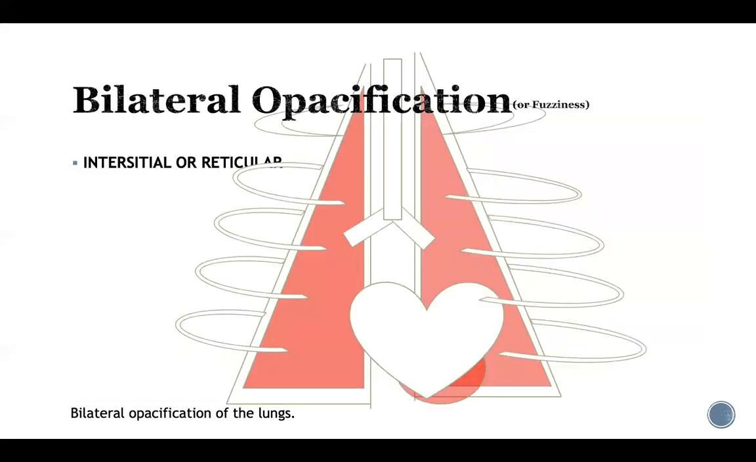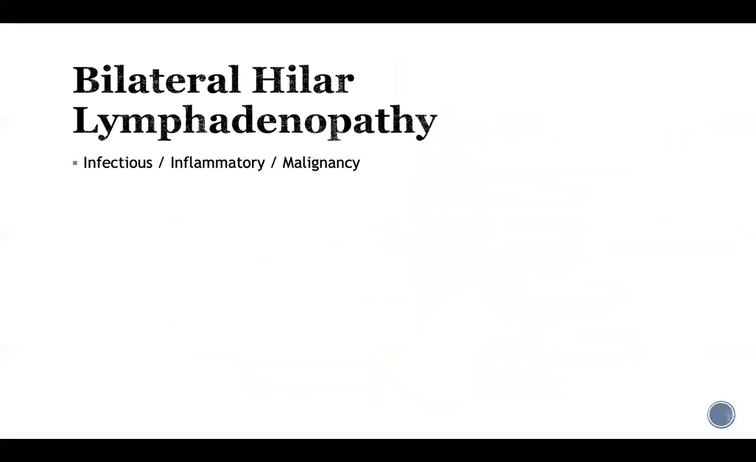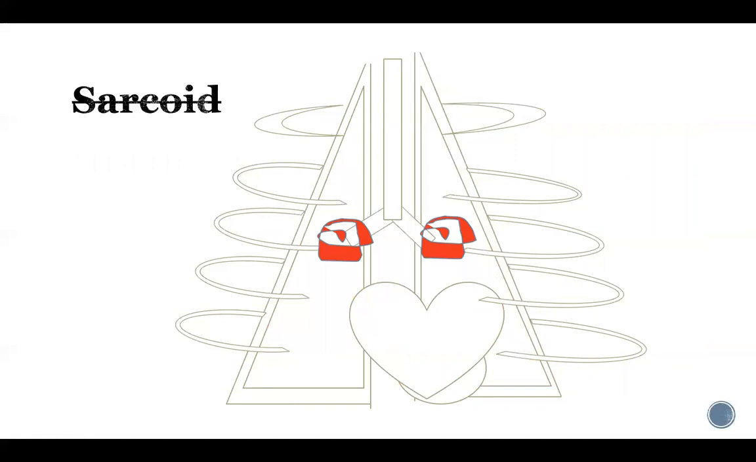And then in terms of bilateral opacification, you really want to know if it's interstitial or reticular and whether it's the whole lung or the bottom of the lung. And then coin lesion, which is probably going to show up in your path exam as one question. Possible differentials for a coin lesion. And then bilateral hilar lymphadenopathy is just infectious, inflammatory, and malignant. And pretty much it's almost always either sarcoid or TB.